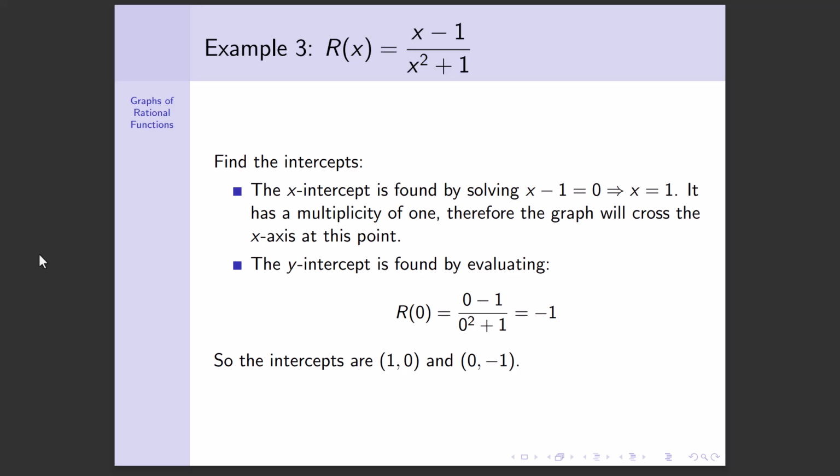The y-intercept is found by evaluating the rational function at 0. So when I plug 0 in, I get negative 1 back. So my x-intercept is (1, 0), and the graph will cross the x-axis at this point. And the y-intercept is (0, -1). So let's put in this information and see what I have.